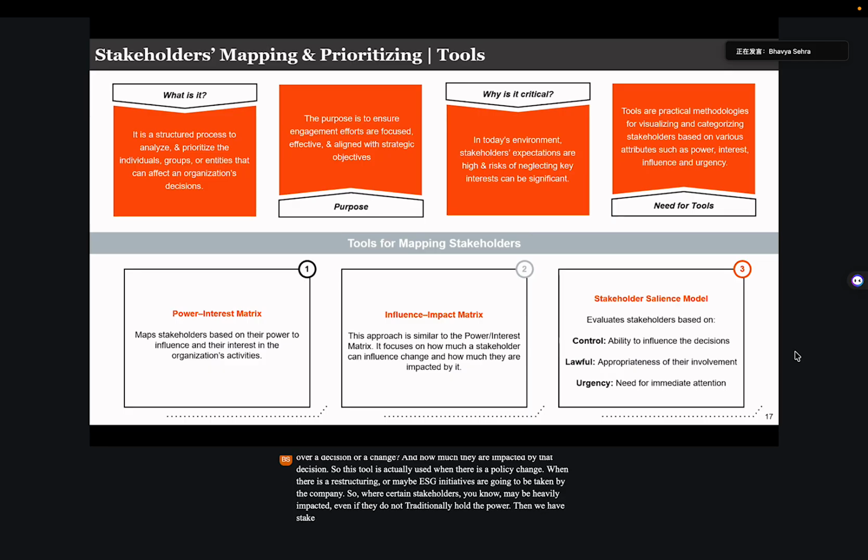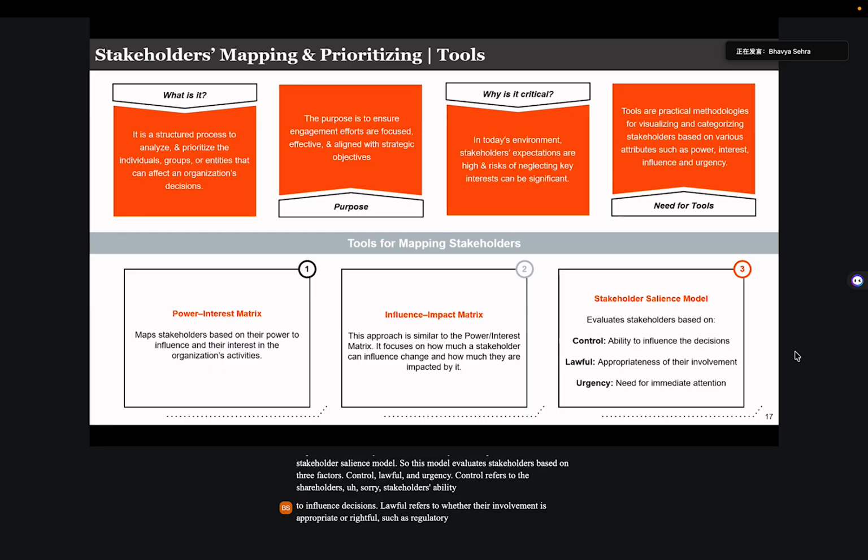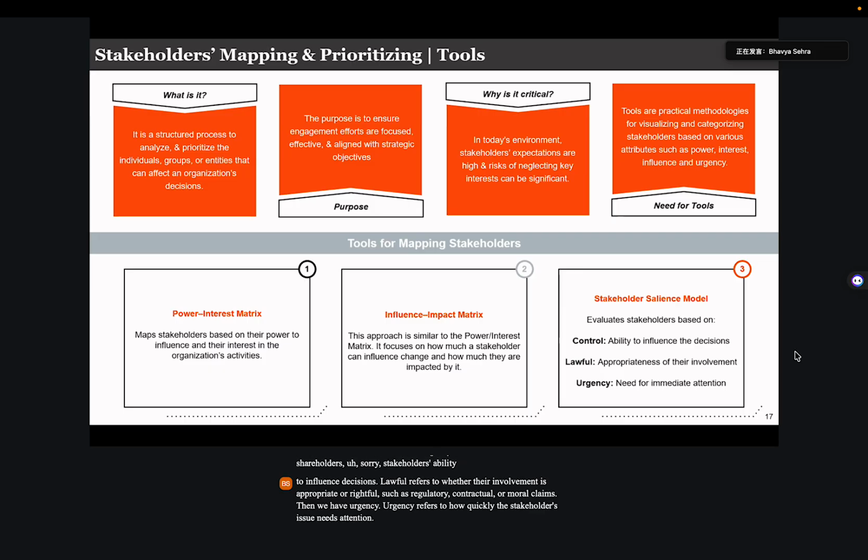Then we have the stakeholder salience model. This model evaluates stakeholders based on three factors: control, lawfulness, and urgency. Control refers to the stakeholders' ability to influence decisions. Lawfulness refers to whether their involvement is appropriate or rightful, such as regulatory, contractual, or moral claims. Urgency refers to how quickly the stakeholders' issue needs attention. Stakeholders who possess all three attributes are the most critical and require immediate focus from management and the board.